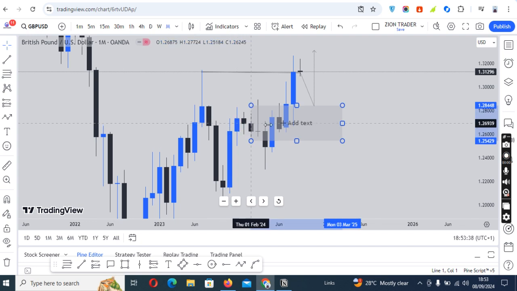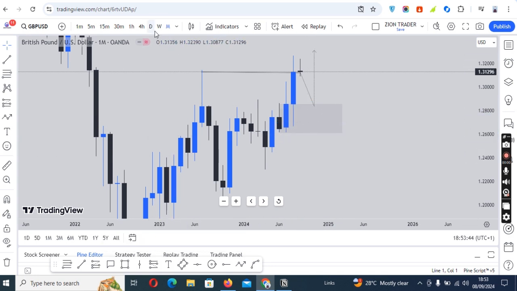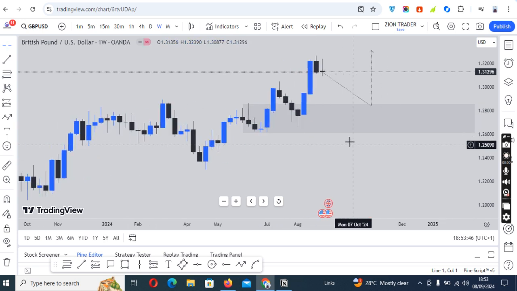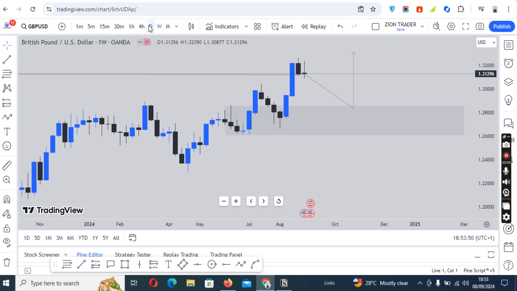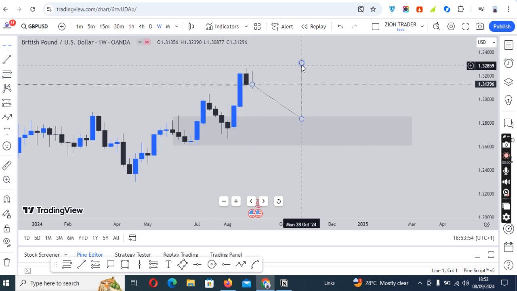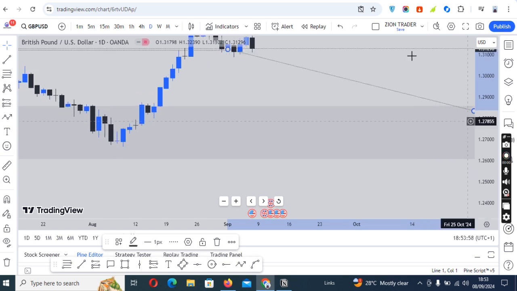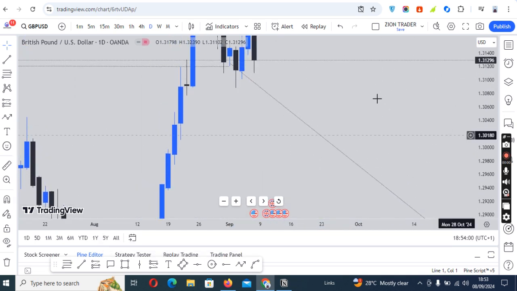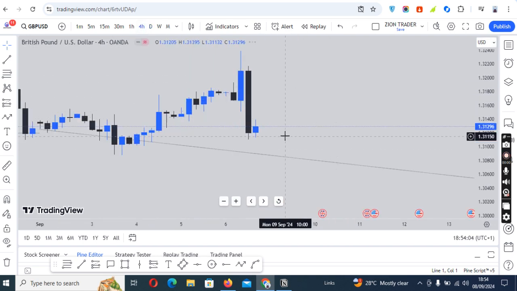So that's it. But this weekly fair value gap and the order block here, they are together, right? They are in confluence with each other. So this is what I'm looking at, guys, on GBPUSD. So I'm still looking for more sells for the week. That's what I'm looking at, guys.